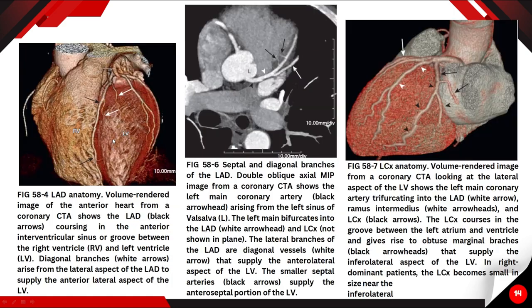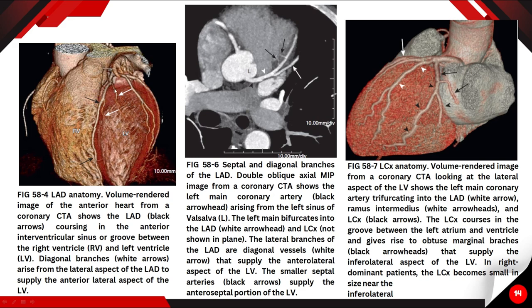This is the CT coronary angiography volume rendered image of the heart, showing the left main coronary artery further dividing into the left anterior descending artery, which traverses between the right ventricle and the left ventricle in the anterior aspect of the interventricular groove.